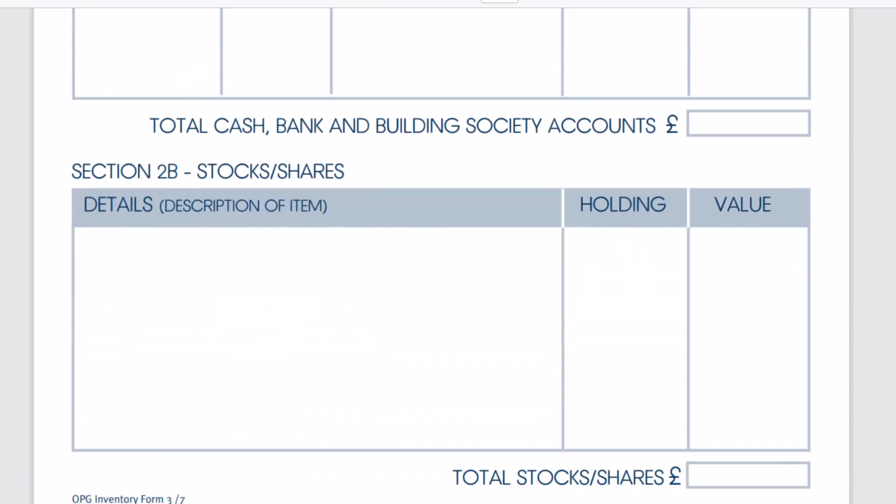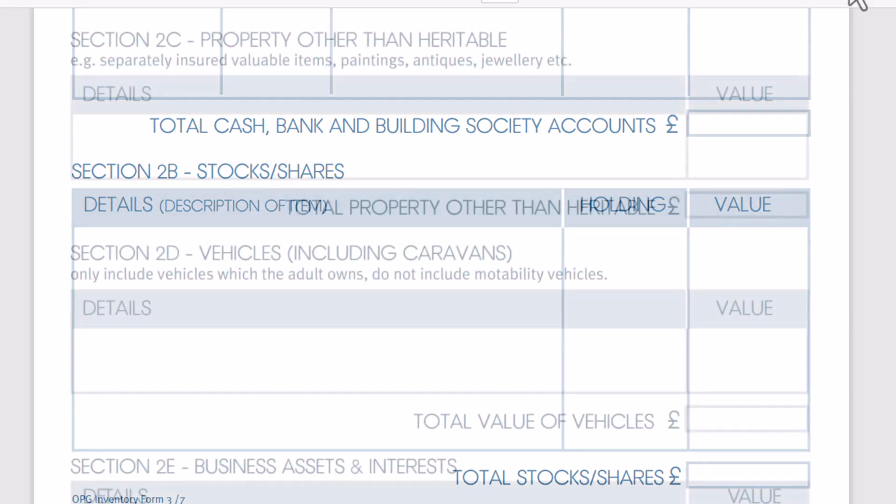In the next section of the form, you should provide information on any stocks and shares that the adult owns: what companies the shares are in, how many shares they own, and the total value of the shares on the day you were appointed. Don't worry about this being an exact figure, since the value of the shares will change frequently. When you send the completed inventory form to the Office of the Public Guardian, you should also provide any evidence you have of the ownership of these shares.